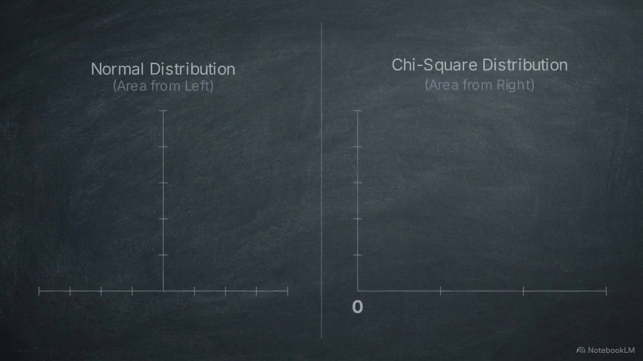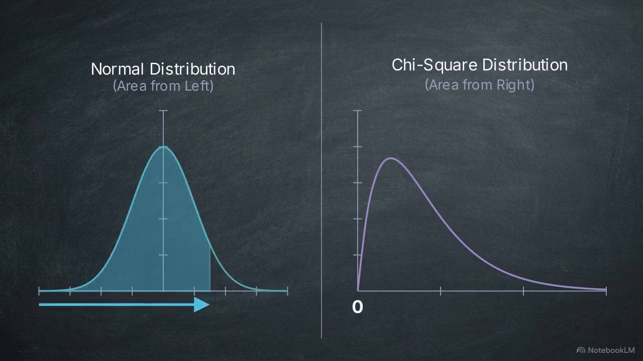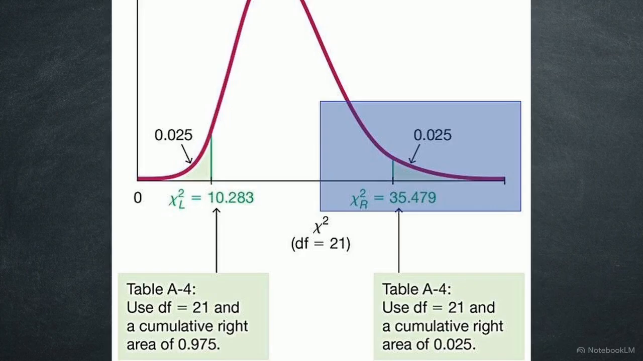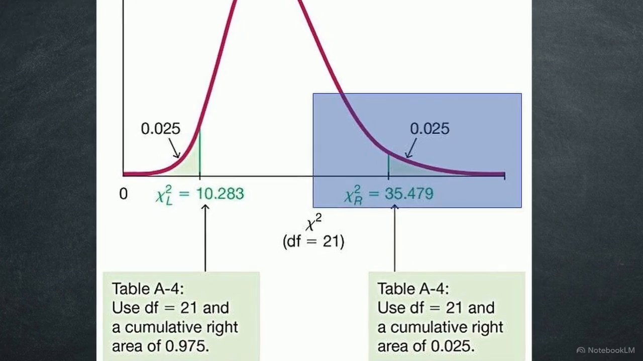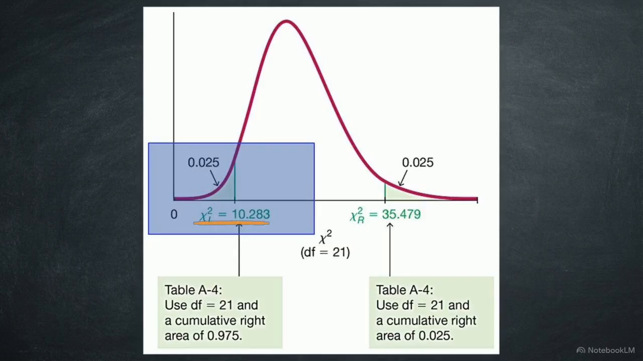Here we encounter a common algebraic trap. Standard Z-tables read cumulative area from left to right. Table A-4 forces you to read cumulative areas exclusively from the right. To locate the right critical value, we map our 21 degrees of freedom directly to the 0.025 area at the top of the table. This locks in our critical value at 35.479.